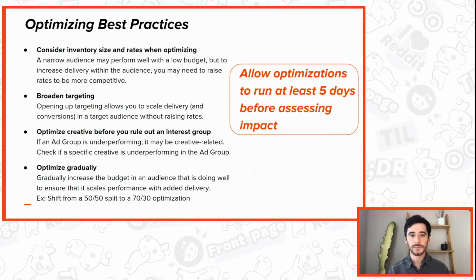And then finally, optimize gradually. When you're making an optimization, if you see one ad group performing better than another or one creative performing better than another, we don't recommend an all-or-nothing approach of putting 100% into what works and totally pulling out of what doesn't. We would recommend a more test-and-learn strategy. Maybe consider going from a 50-50 split to a 70-30 split or a 65-35 split. That way you can gradually scale up where you think is going to succeed.